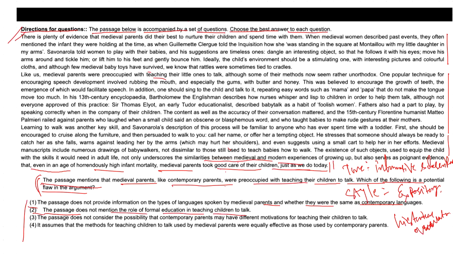And the third one, which is pointed, the passage does not consider the possibility that contemporary parents may have different motivations for teaching their children to talk. And the fourth option, which is said, it assumes that the methods for teaching children to talk used by medieval parents were equally effective as those used by contemporary parents.